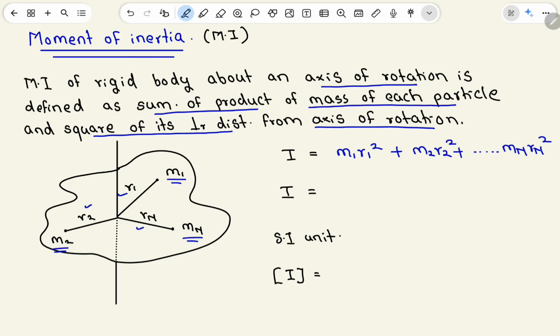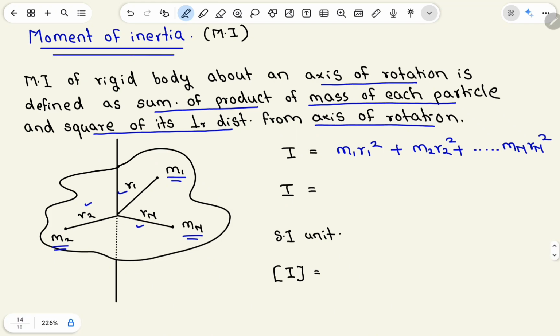So moment of inertia is nothing but m1 r1 square plus m2 r2 square, so on up to mn rn square. Now, this can be easily represented by a summation symbol. So I can write summation i equal to 1 to n of mi ri square, where i goes from 1 to n. Now, we have to find out the SI unit.